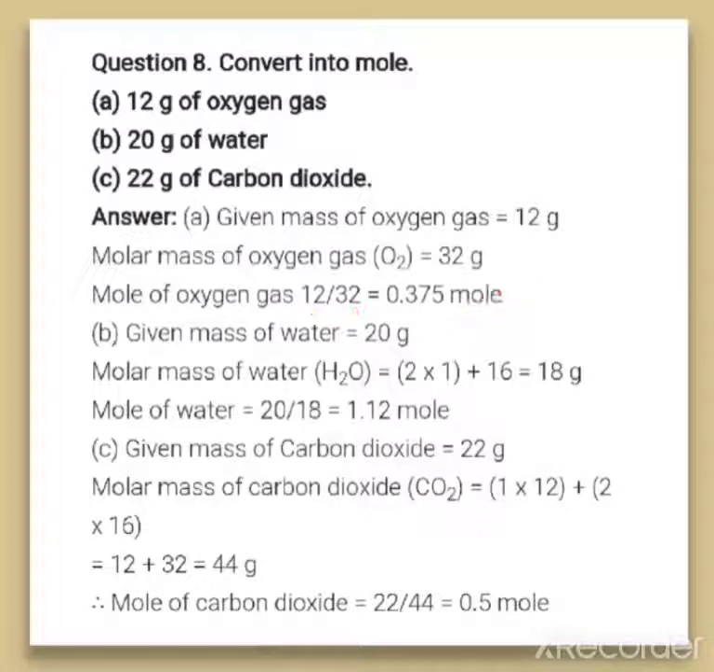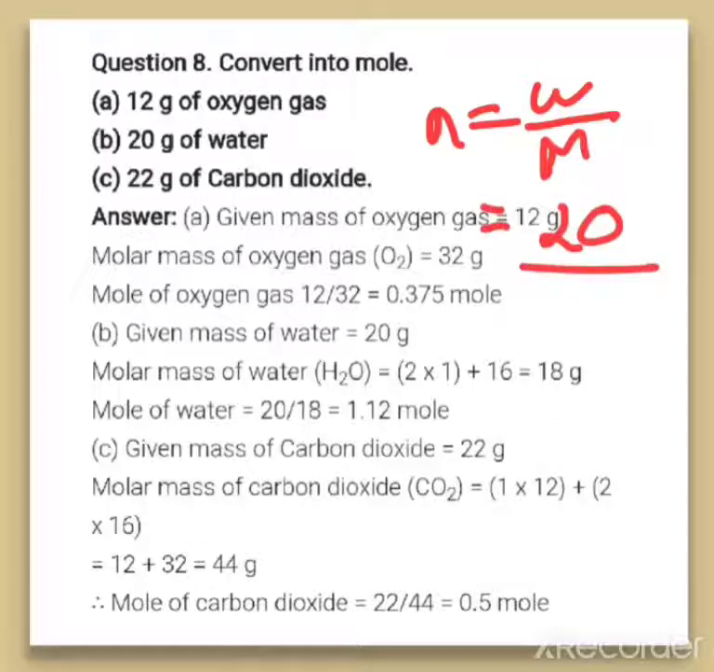Next, 20 gram of water. Again use the same formula. N is equal to W by capital M. Here in the place of W, we have already wrote small m. So you can write small m or W. Now what is given mass? Given mass is 20 gram of water. It is given in the question, 20 gram of water.